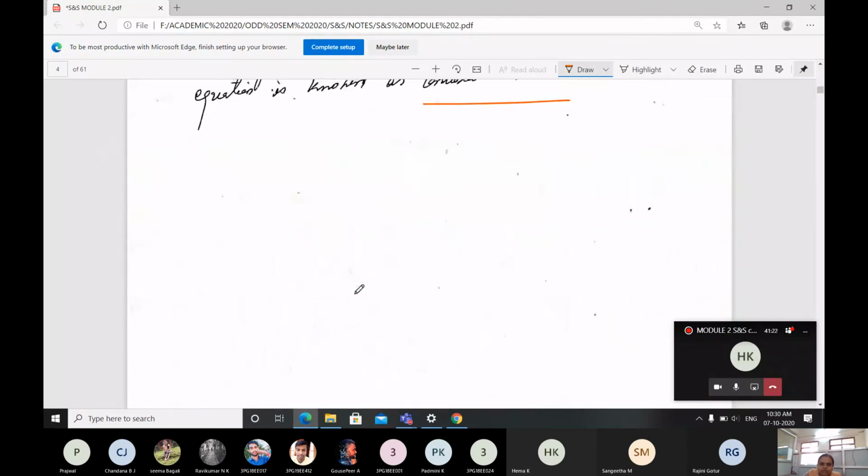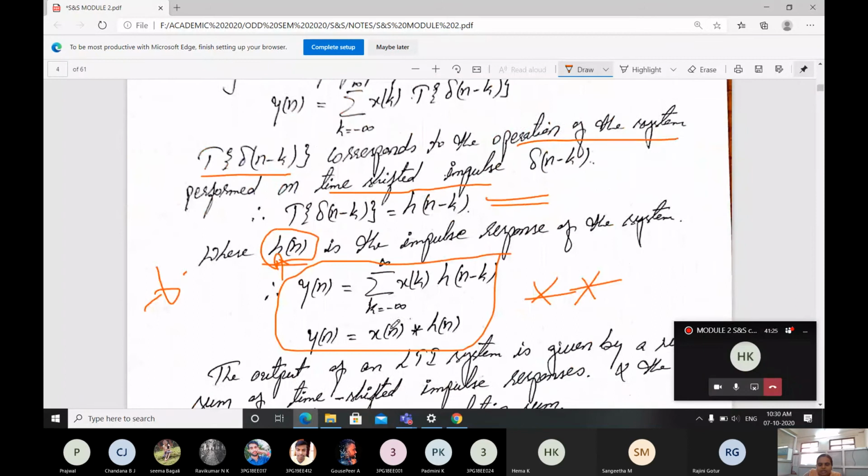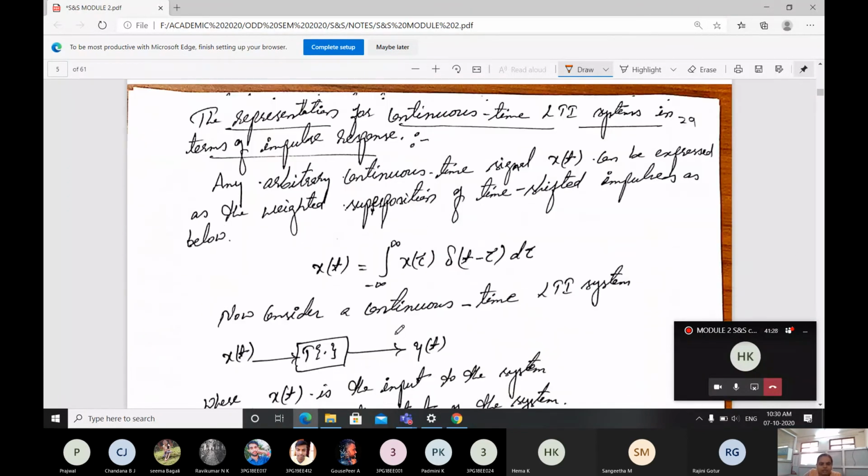We'll go for what we derived for the discrete time. In the same way we will derive the equation for continuous time. Here is the representation of a continuous time LTI system in terms of impulse response. Any arbitrary continuous time signal, that is x of t, can be expressed as a weighted superposition of time shifted impulses. Just taking the equation here.